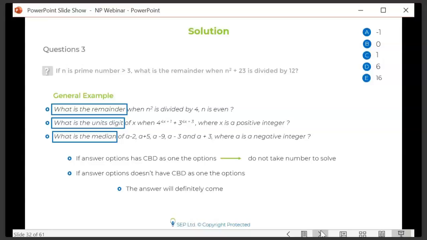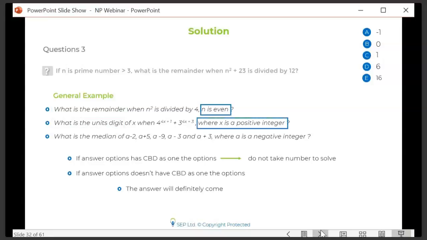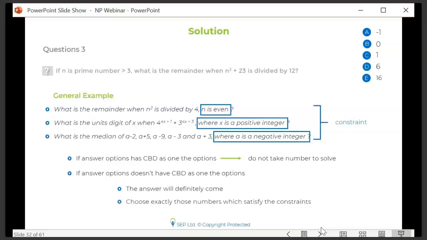Once you see these two things, that CBD is not there and the question is formed in this way, all you need to do is look at the constraints and choose numbers based on these constraints only. For example, for the first question, if I want to find the remainder when n square is divided by 4, I'll just look at the constraint. The constraint is n is even. So my job is to choose a number which is even, square it and divide it by 4.